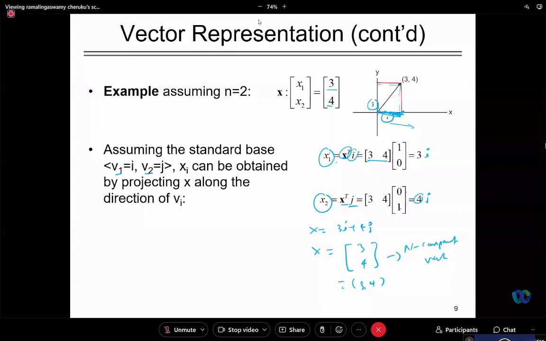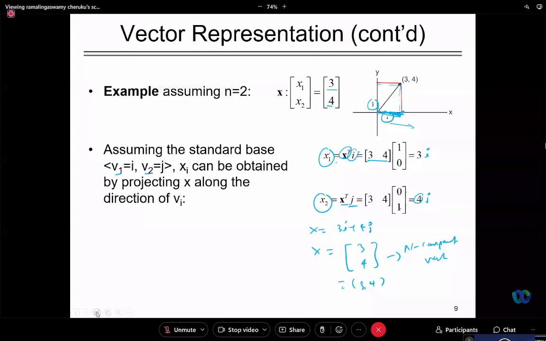So this is how we can construct the original vector. Construct the individual components, something like this: 3i plus 4j. This we can also write as (3, 4). This is the vector form. This is the coordinates form. The x can be constructed from its projections as follows.